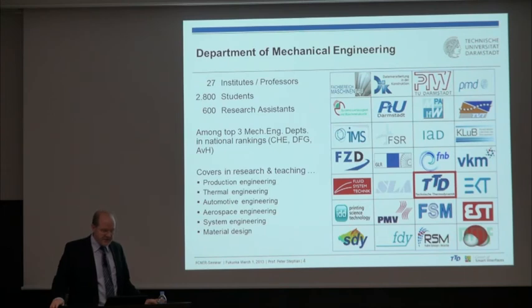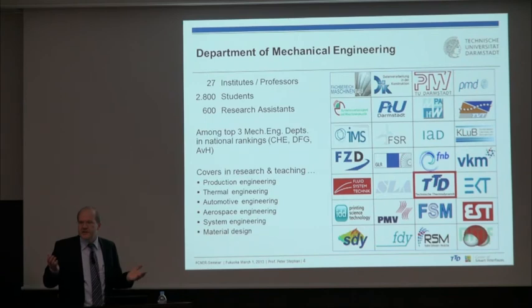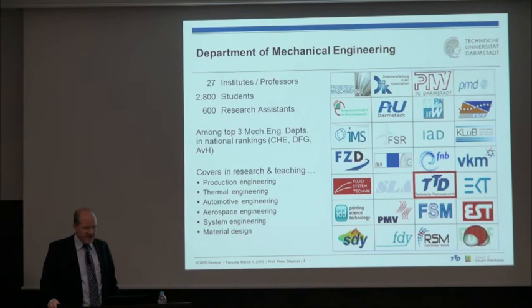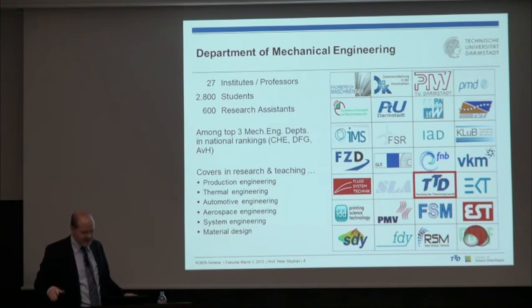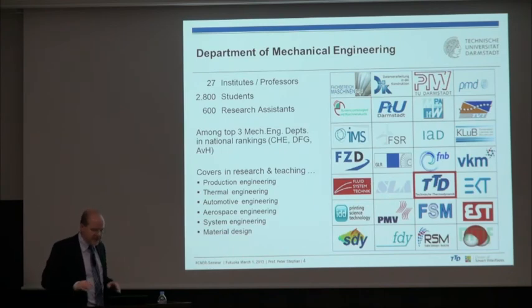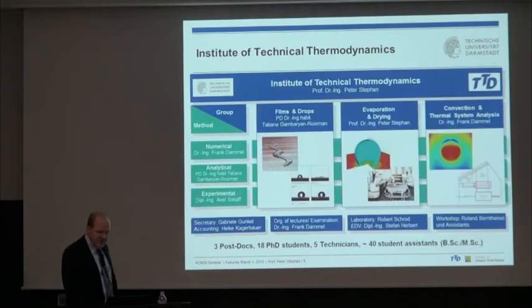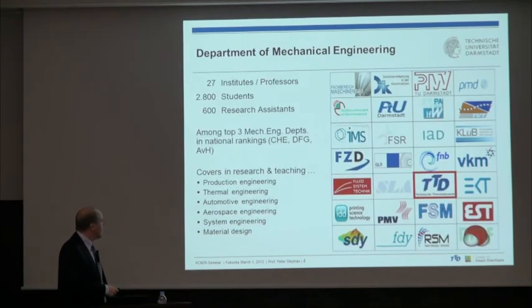600 research assistants. We are typically, and every year there's a ranking of national universities and also of specific departments like mechanical engineering departments, and we are typically always among the first 3. Sometimes we are number 2, sometimes number 3, sometimes number 1, but we belong always to the first 3, like, for example, RWTH Aachen and Karlsruhe. Our mechanical engineering department covers basically all aspects of mechanical engineering, like production engineering, thermal engineering, automotive, aerospace, system engineering, and material design.